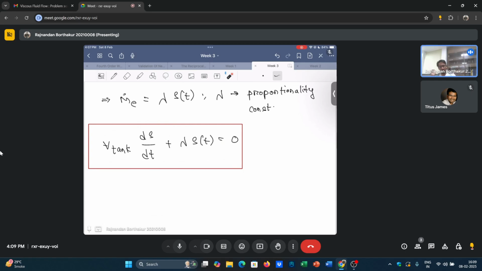So the question is, is it a linear ODE or a non-linear ODE? The next question is, is it a homogeneous or a non-homogeneous differential equation? Can you give it a try? I think it's linear.